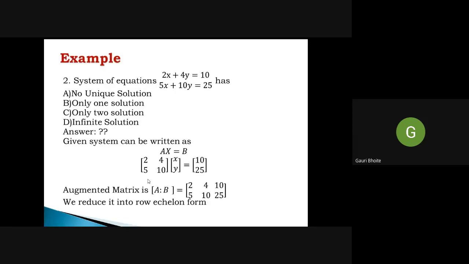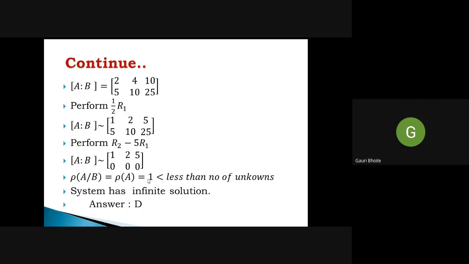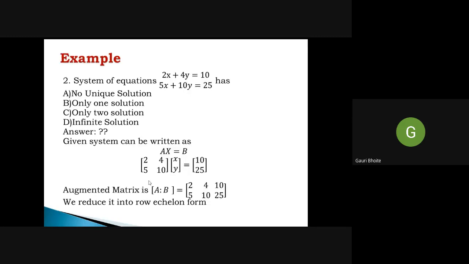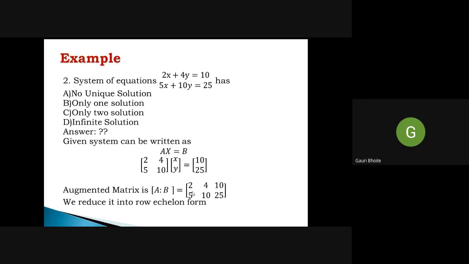But how many unknowns are there? Unknowns means variables: x and y, two variables. So the rank of AB is the same as the rank of A, which is 1, but that is strictly less than the number of unknowns. So what is the conclusion? If the rank of AB is the same as the rank of A, but it is strictly less than the number of unknowns, then the system has infinitely many solutions. So this system has infinite solutions. Which option? Option D. So, understand? I just took a simple example to check what kind of solution the system has.